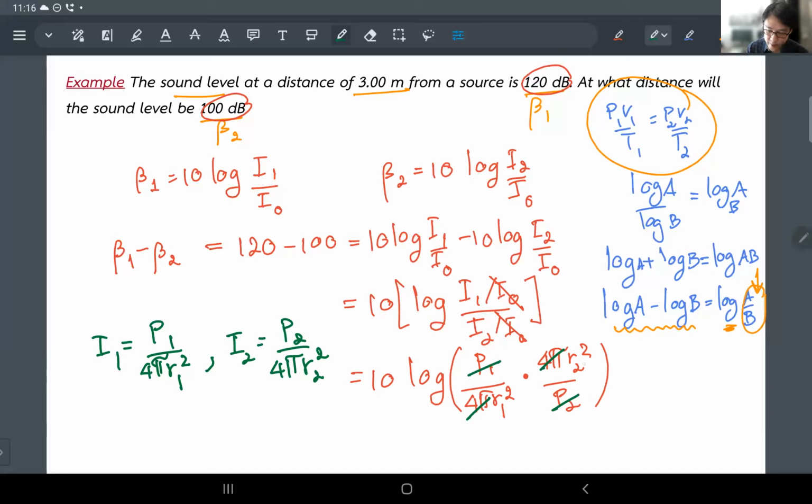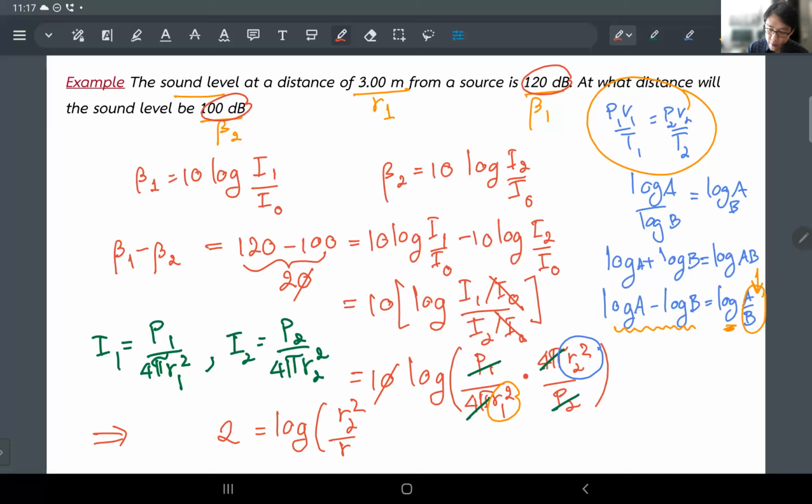So that's already there. Now you have already seen that R1 is 3 meters, so you know that number already. The only thing left as an unknown is just R2, and that can be solved. So let's do that a little bit here. In conclusion, you arrive at this. The left-hand side gives you 20, and 20 cancels with the 10. You get on the left side 2 equals log of R2 squared over R1 squared, which is 3 squared right there.